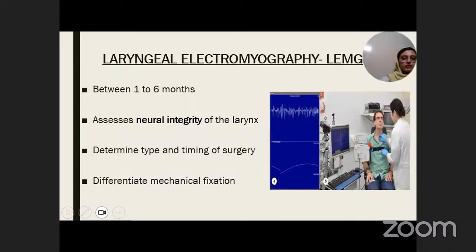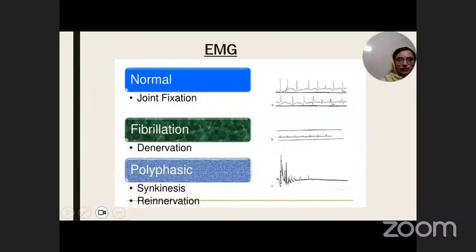Laryngeal electromyography helps in determining the type and timing of surgical intervention and is done between 1 to 6 months. It differentiates mechanical fixation. Here is a graph of EMG. If it's normal, it means the underlying cause is joint fixation. If there is fibrillation on the EMG graph, it means denervation is going on and surgery must be delayed until denervation is complete. Prognosis will be bad in this case. If there are polyphasic waves on EMG, it means re-innervation is going on and prognosis will be good.